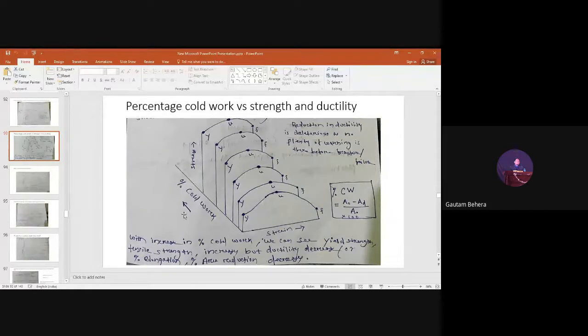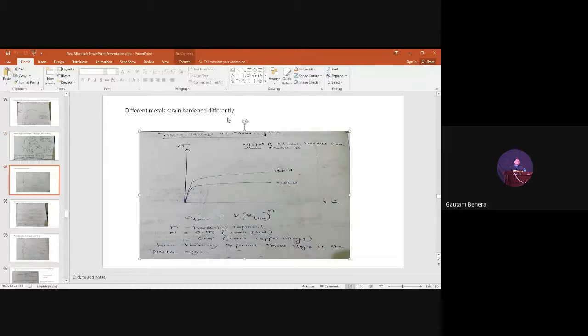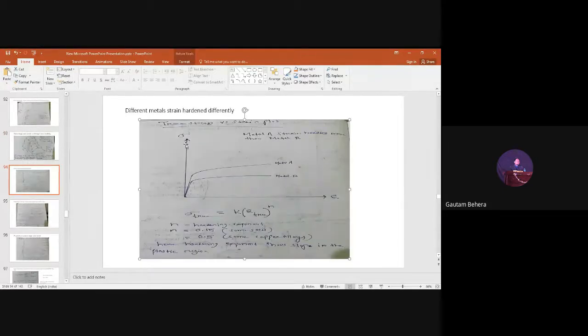We have seen that. Okay, and this is a very beautiful plot between true stress versus true strain, where we have taken two metals, metal B and metal A, and you can see some difference here. This difference is basically showing that different metals harden differently upon strain, right? So due to strain hardening, different metals can behave in a different way. Some metals can be hardened more, some metals can be hardened less, right?